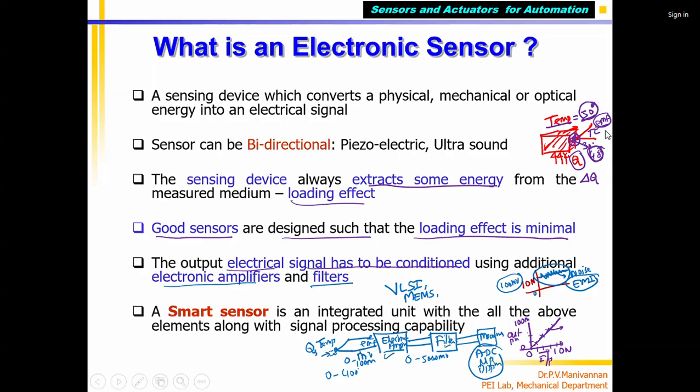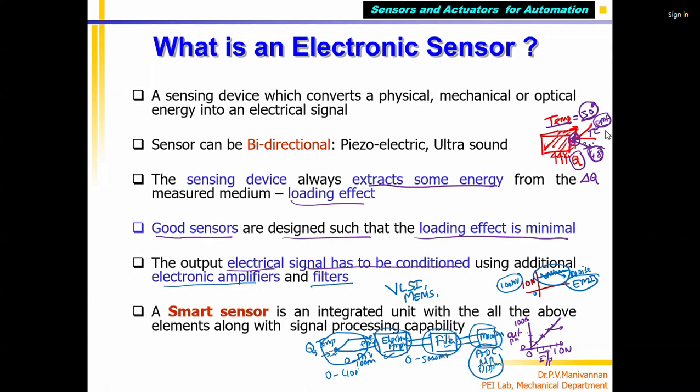Some 50 years before, and even now many times, you have sensors separate. From the sensor, the signal is taken through small wires and connected to an amplifier. From the amplifier, again a wire will be there. It will connect to our filter circuit. From there, it goes to the measuring unit. All these things will be put in a small unit, correct?